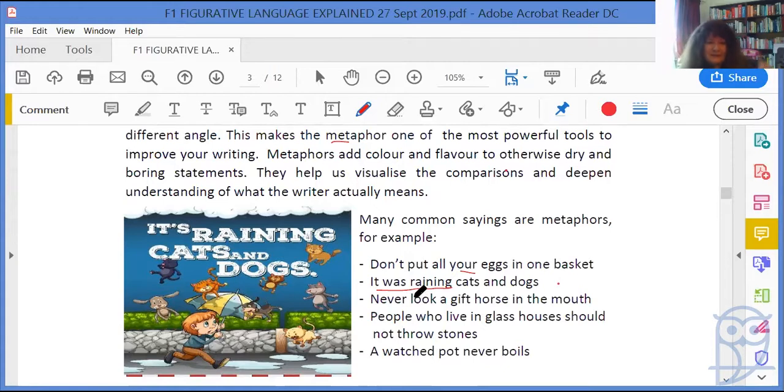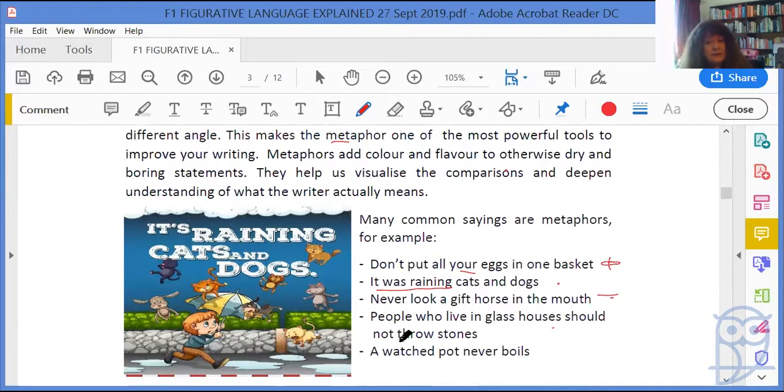That's right. Somebody said also, if you're my sunshine, oh, no, don't get your hope up. Yeah, all that eggs in one basket means that. It was raining cats and dogs, very heavy rain, but we're painting a picture for someone. Never look a gift horse in the mouth. Yikes, why would I be looking in a horse's mouth? No, if someone gives you a gift, accept it gladly. That's what that one means.